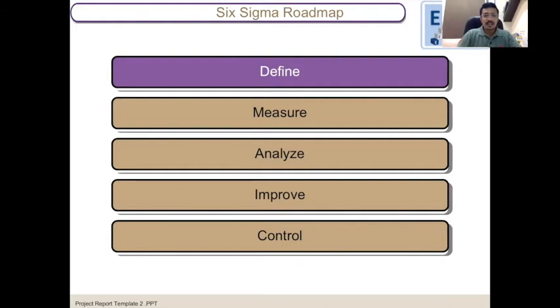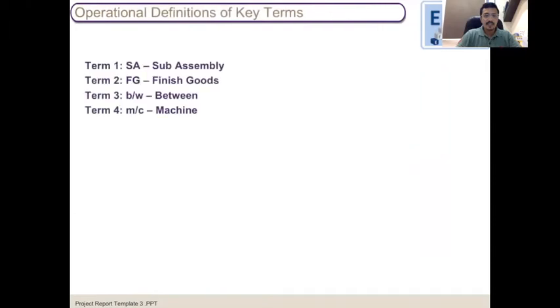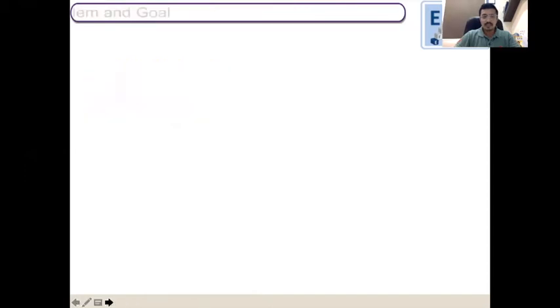As you know, there are five steps of the DMAIC methodology of Six Sigma: define, measure, analyze, improve, and control. We'll start with the define stage, right? So, what are the operational definitions and key terms? We have SA is equal to sub-assembly, finished goods, BW, that is between, and machine, right? So these are the terms which are used in this case study.